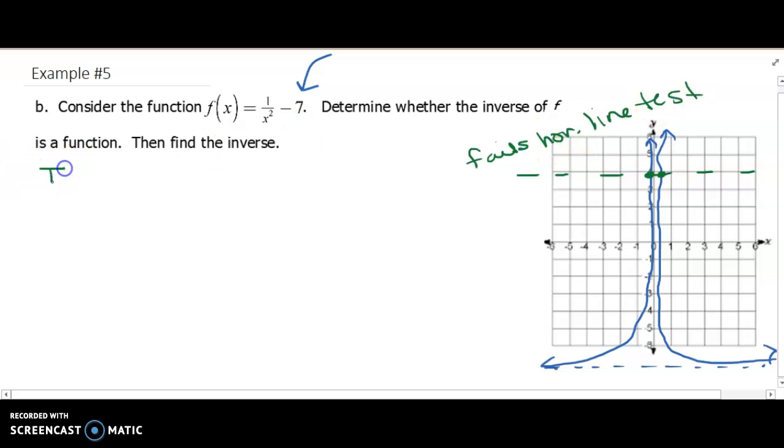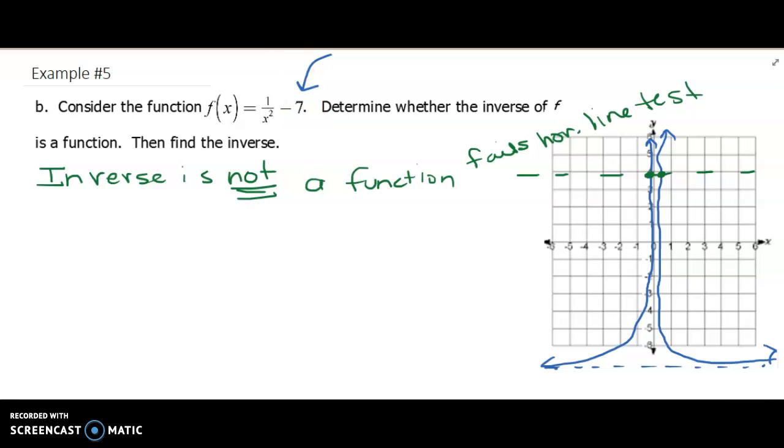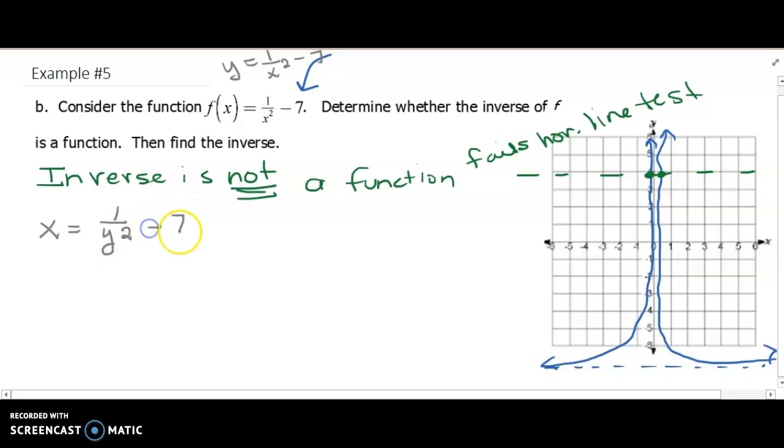And therefore I can say, without knowing what the inverse is, it's not a function. Okay, so now I want to find the inverse. So to do that, I'm going to flip my x and y, so x equals 1 over y squared minus 7. Okay, so I'm going to add 7 to both sides. I get x plus 7 equals 1 over y squared.